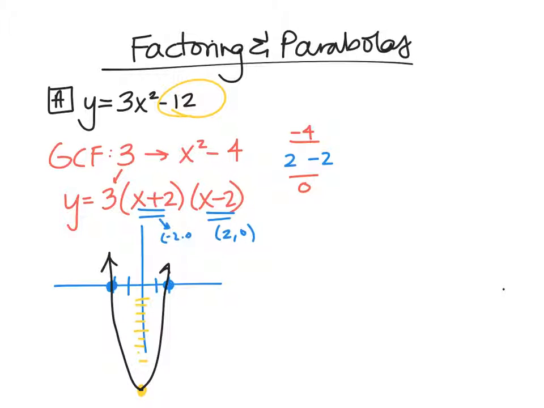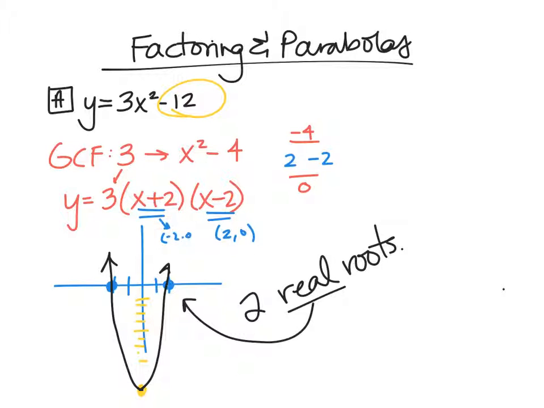So this is an example of what we call two real roots. And most of the factoring problems we've done so far have two real roots, and they're called real because we can see where they're crossing the x-axis, and two, because they're crossing the x-axis in two different places. All right, so let's look at some other options.